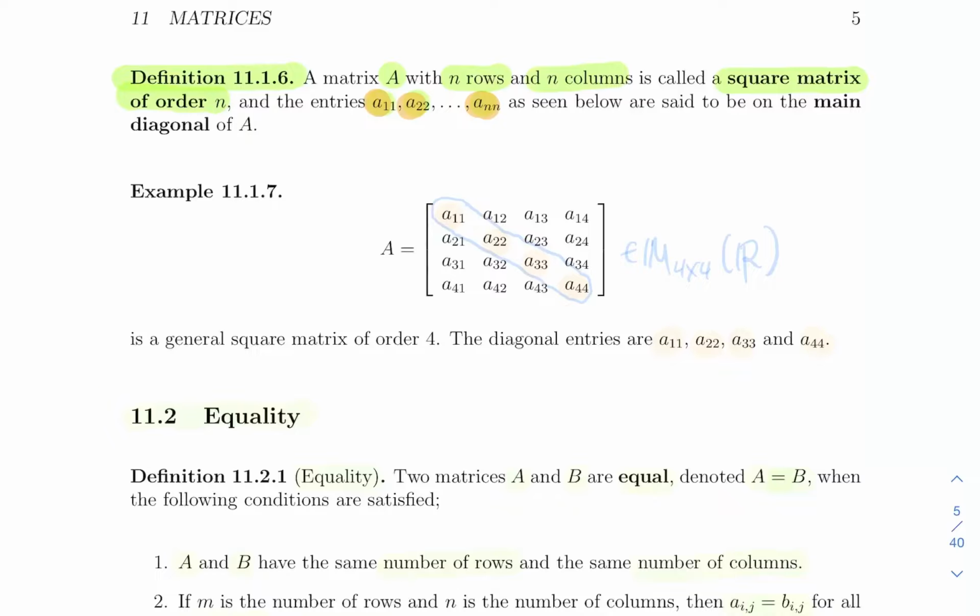For example, here I have a matrix A. That matrix is an example of a matrix with 4 rows and 4 columns, so that's a square matrix of order 4. And then the diagonal entries are A11, A22, A33, A44. And here I want to really stress the fact that the diagonal of a matrix really starts from the top left corner to the bottom right corner. So there's really only one diagonal for a matrix.